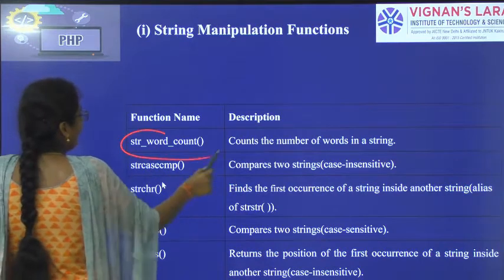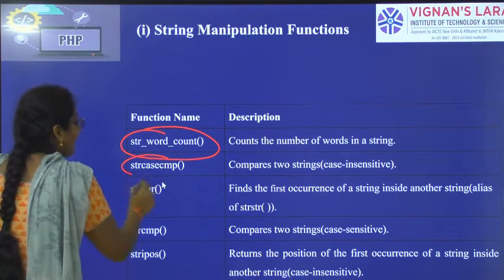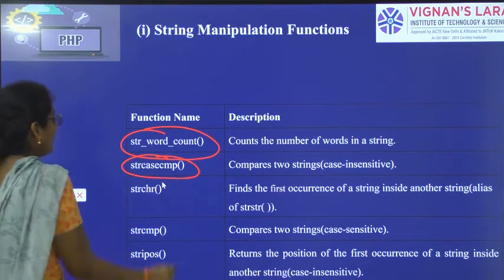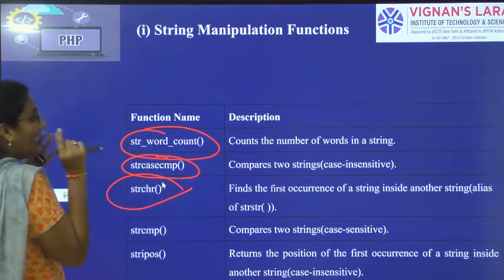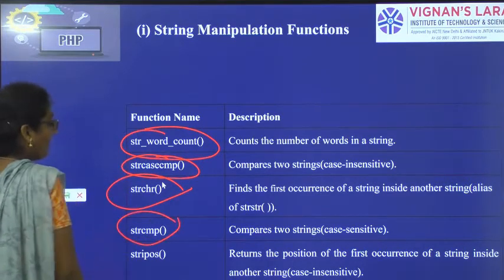So str_word_count counts the number of words in the string. strcasecmp compares two strings. strchr finds the first occurrence of a string inside another string. strcmp compares two strings.